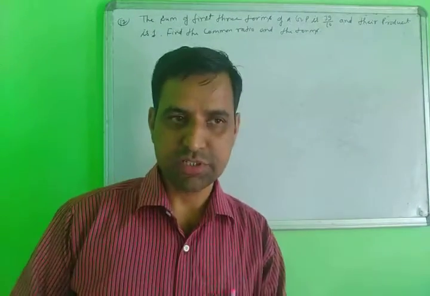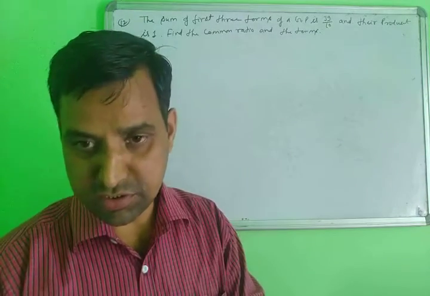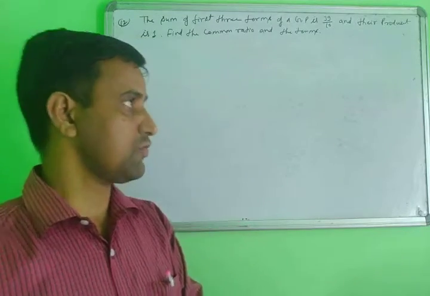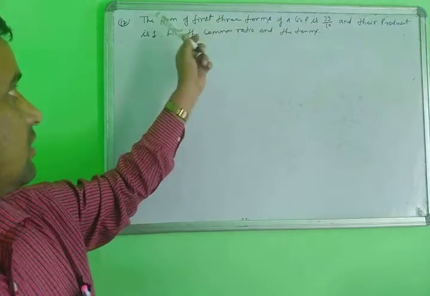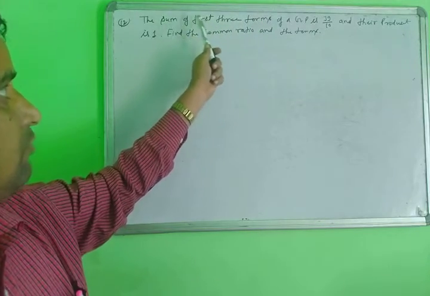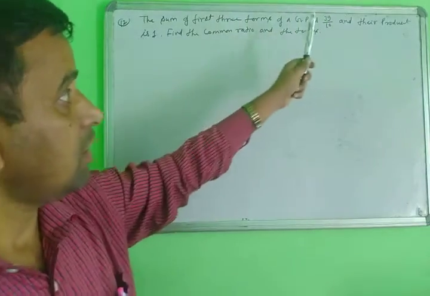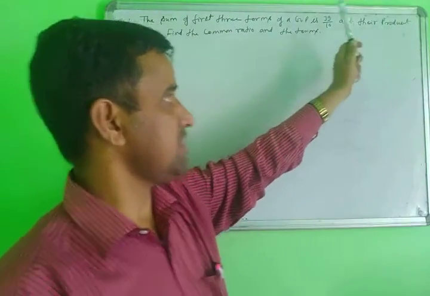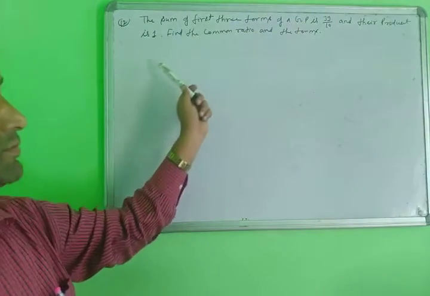Yes, students, next I am taking question number 12. This question is a very important question and completely different type from these. How to find the solution of these questions? Just now read the question here. The sum of the first three terms of a GP is 39/10. Second, the product of the first three terms is 1. The sum of the first three terms is 39/10 and the same terms' product is 1.